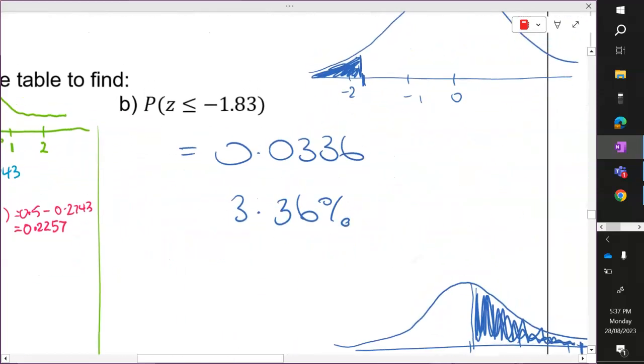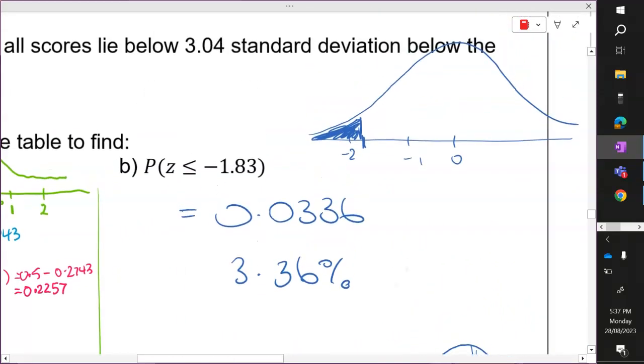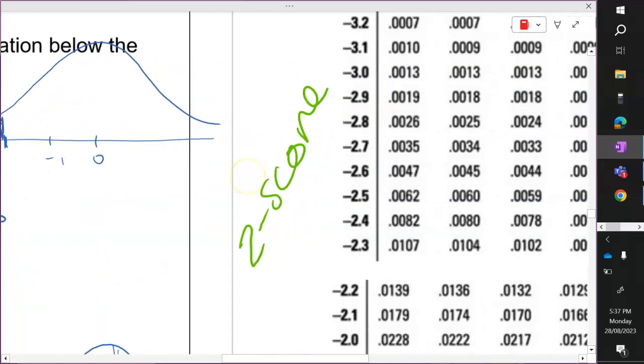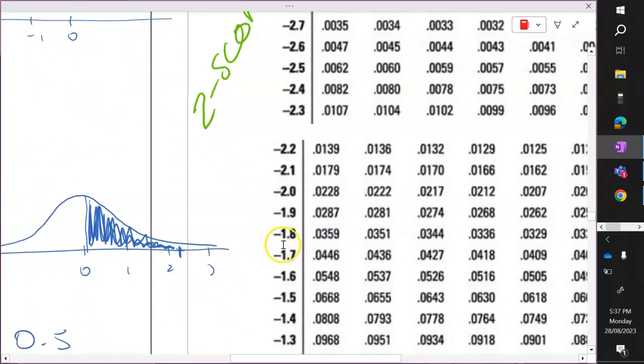Let's look at the second one here. Okay, so here we are. Find the probability that z is less than or equal to minus 1.83. So there's our 0, minus 1 is down here. We want to find basically this area in here. Let's go back to the table. Minus 1.83: minus 1.8, that's 0 decimal places, 1, 2, 3.